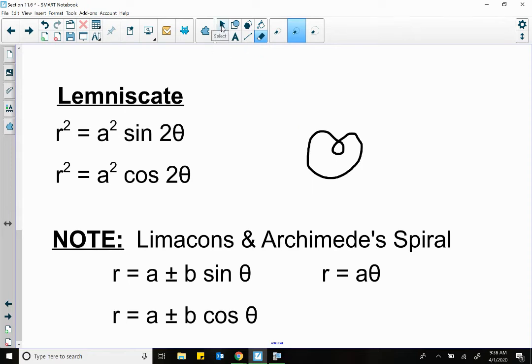So just to give you a heads up on that. All right, so limaçons, these are their equations, and Archimedes' spiral looks like this. Again, it's a spiral, so it'll start in the middle and work its way out and around and around. I just wanted you to have a little note about these, so you know that these things do exist.